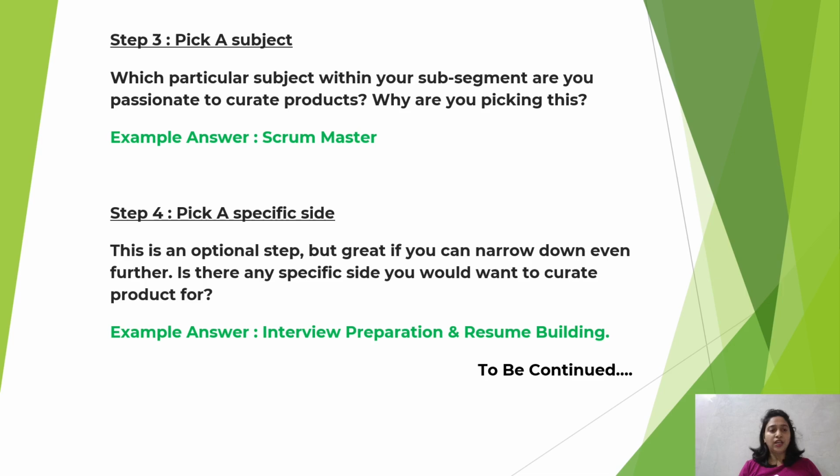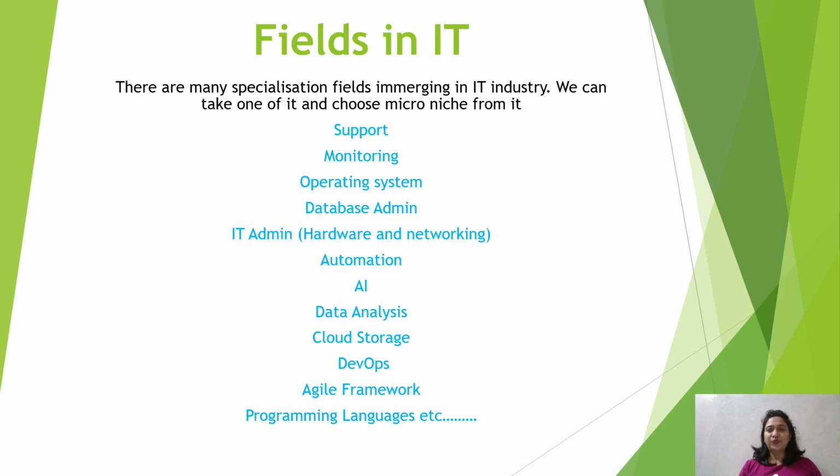In step 3, I picked my subject, that is Scrum Master. And after Scrum Master, I picked my specific side in step 4, that is interview preparation and resume building for Scrum Master. So I have chosen my niche as interview preparation and resume building for the Scrum Master role. This is my niche, which I have found for myself. Are you ready to choose your specific field niche?